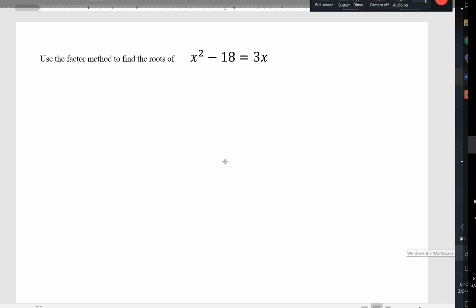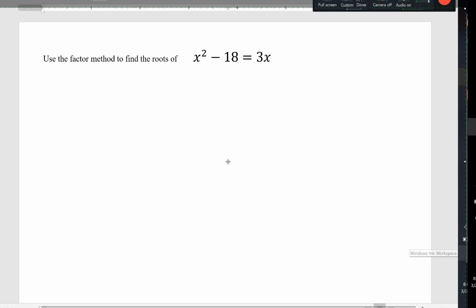Okay, so we're going to find the roots of this quadratic, and finding the roots just means solving for x, figuring out the values of x that will make this equation a true statement. All right, so first of all, to solve any quadratic equation, that means an equation that has an x squared term, like this one does.